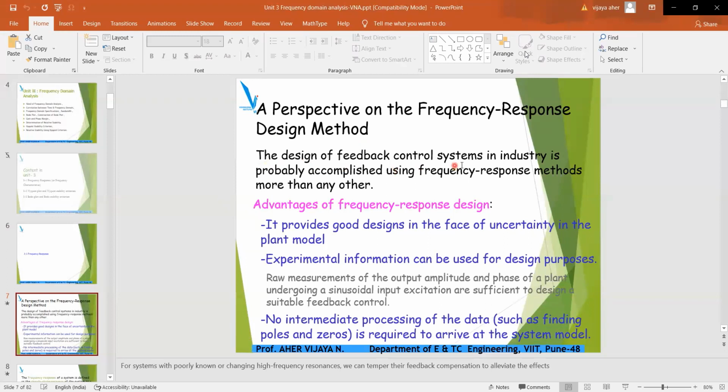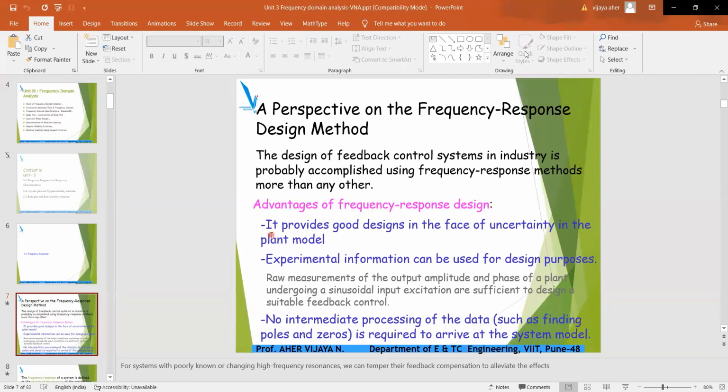The design of feedback control systems in industry is probably accomplished using the frequency response method more than any other method. So in the industrial field, they prefer this frequency response design method and analysis rather than any other method. So what are the advantages of this frequency response design that you are going to study? These are some of the advantages listed over here. Give the heading, advantages of frequency response design.